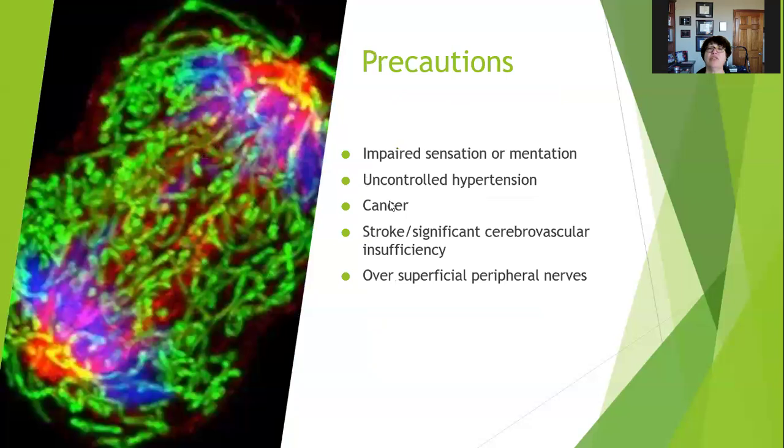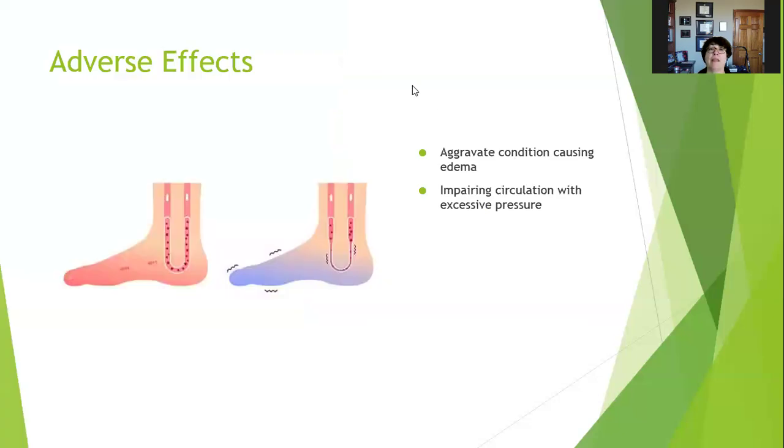So precautions for compression: impaired sensation or mentation, uncontrolled hypertension, you don't want to add more pressure to the system, cancer, stroke or significant cerebrovascular insufficiency. Again, you don't want to add more pressure to the system. Or over superficial peripheral nerves to the point where it causes numbness. So you've got to be careful about that.